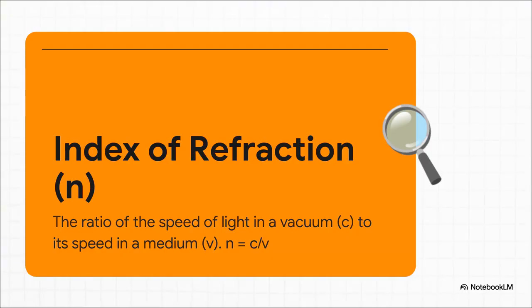Okay, it all starts with this idea that light changes speed. You see, light is fastest in a total vacuum. That's its absolute speed limit, which we call c. But the second it enters any other material, like water or glass, it slows down. So this index of refraction, which we use the letter n for, is just a number that tells us exactly how much it slows down. The higher the n value, the slower light travels in that material, and the more it's going to bend.